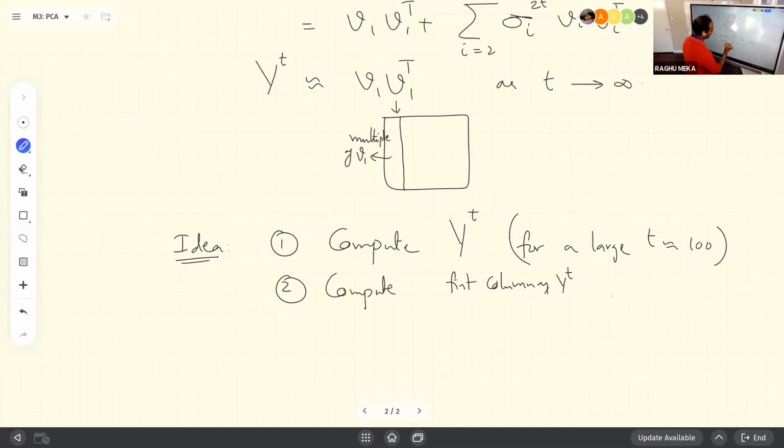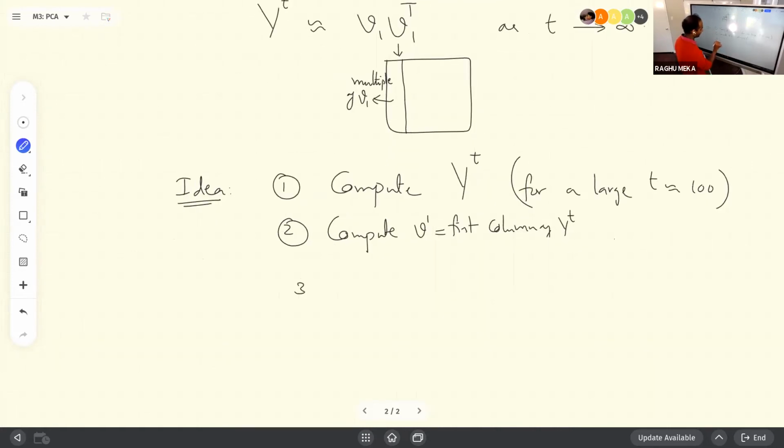Compute, let's say, v prime is the first column of y to the t, and output v prime divided by the norm. Okay, so this is a 3-step sort of heuristically reasonable algorithm. We haven't analyzed it, but it's simple enough.